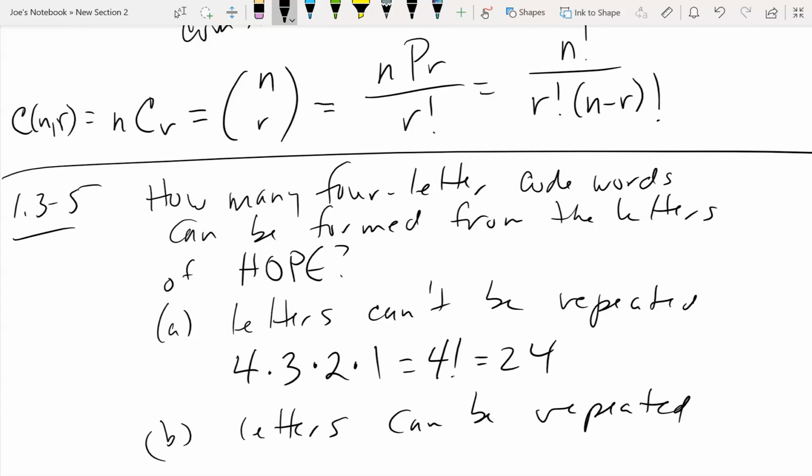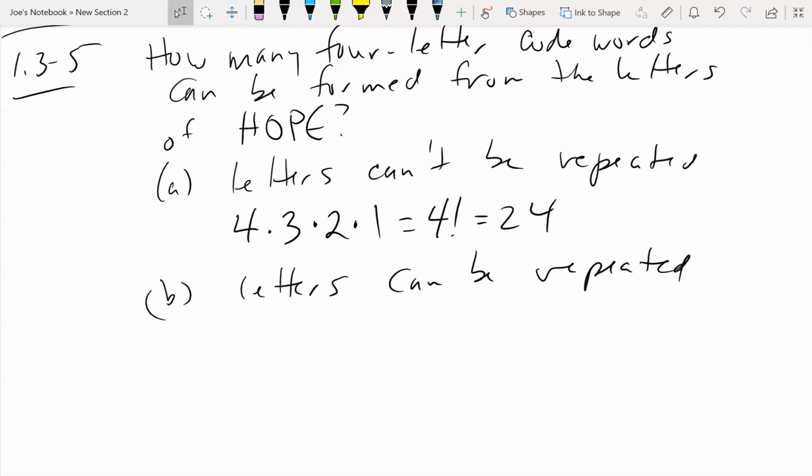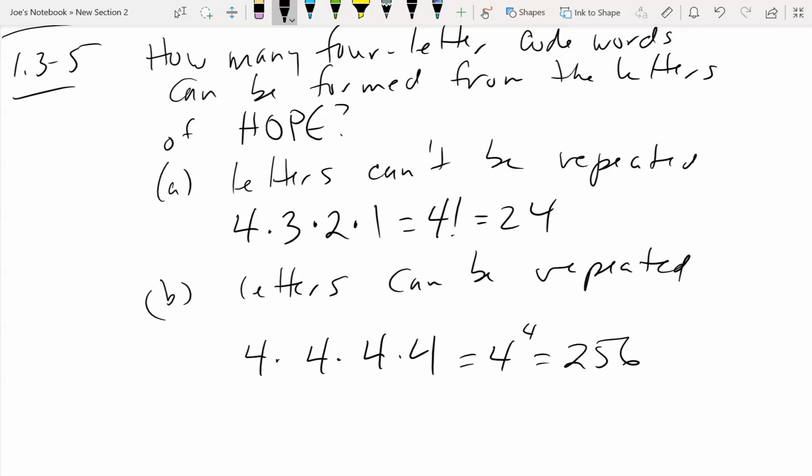How about if letters can be repeated? What are you going to get? And how'd you come up with the 256? 4. Good. So there's 4 ways to pick a letter each time, right? If you're allowed repeats, there's 4 ways to do it each time, correct? So you would get 4 to the 4th for 256. Does that make sense? Any questions on that one before I do the next one?